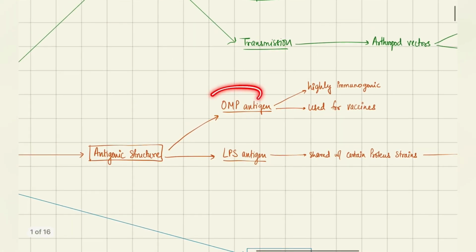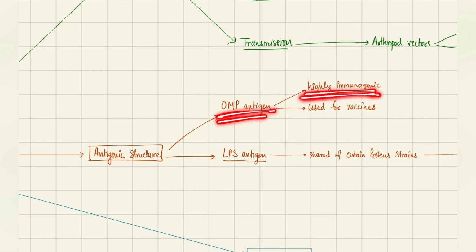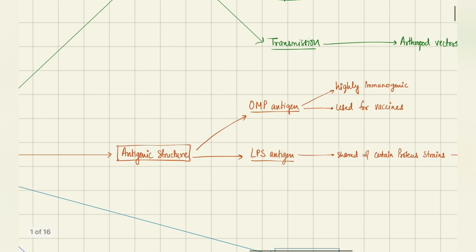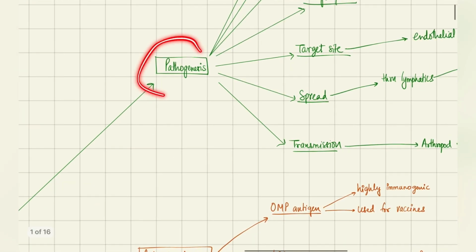Second, we have the OMP antigen, the outer membrane protein antigen, and this antigen is highly immunogenic, which is why it is used for vaccines. Okay, so we have the LPS antigen and the OMP antigen. Let's move forward. We have the pathogenesis next.